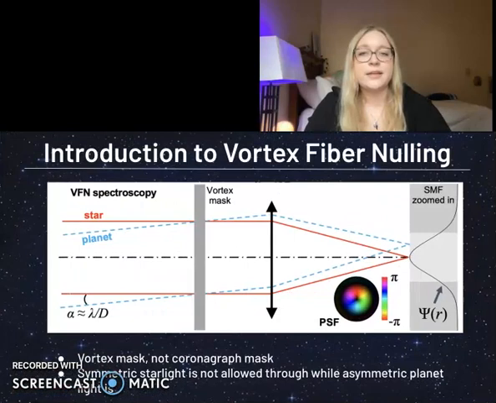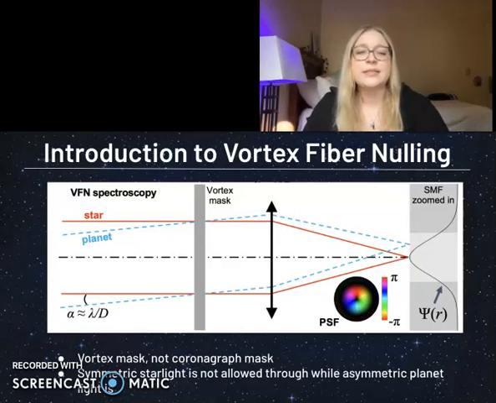Now to look at VFN's specific design and see how the light comes through the system. We can see that the starlight and planet light are coming in and passing through the vortex mask at different angles. This is shown in red for the star and blue for the planet. Now the vortex, as used in VFN, is distinct from how a typical coronagraph mask is used, compared to the graphic in the last slide.